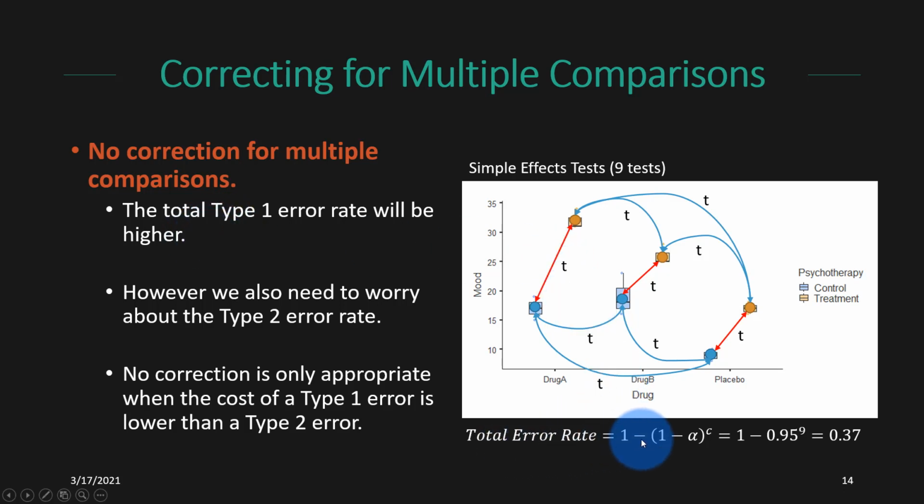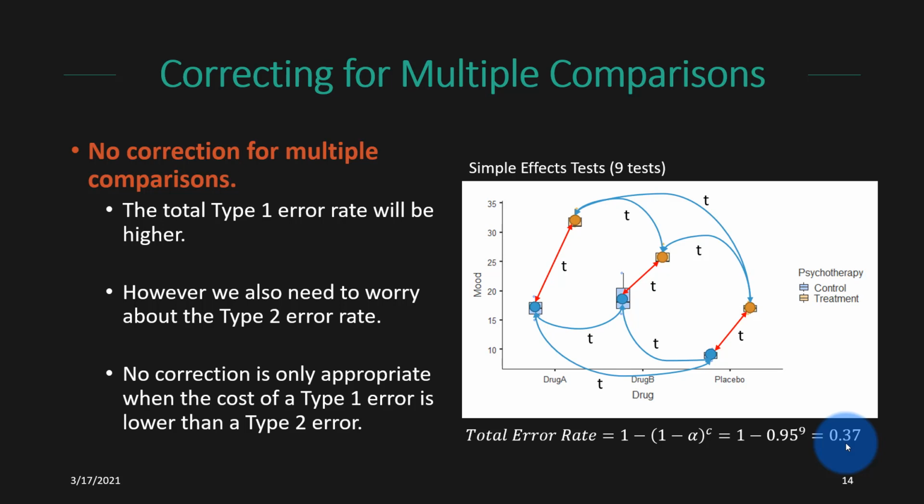Specifically, you could figure this out by saying, okay, the total type 1 error rate is going to be 1 minus basically the probability of not making an error, right? Because alpha is the probability of making an error. So 1 minus alpha is the probability of not making an error, raised to the power of the number of comparisons you're making. So in this case, it's 1 minus 0.95 to the 9th, which means we have about a 37% chance of making at least one type 1 error here. So that's a pretty high type 1 error rate.